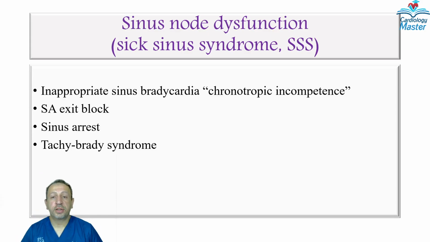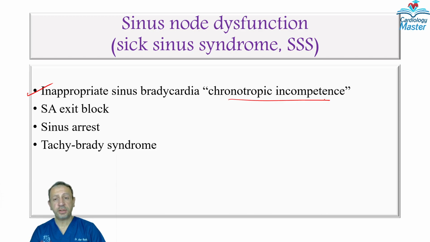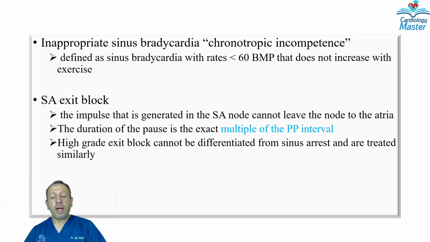6. Sinus dysfunction. What is sinus node dysfunction or sick sinus syndrome? There are 4 entities that you should be aware of: the inappropriate sinus bradycardia, which is also called the chronotropic incompetence, so it's the same; the sinoatrial exit block; sinus arrest; and the tachy-brady syndrome. The inappropriate sinus bradycardia or the chronotropic incompetence is simply defined as a sinus bradycardia, less than 60 of course, but it does not increase with exercise.